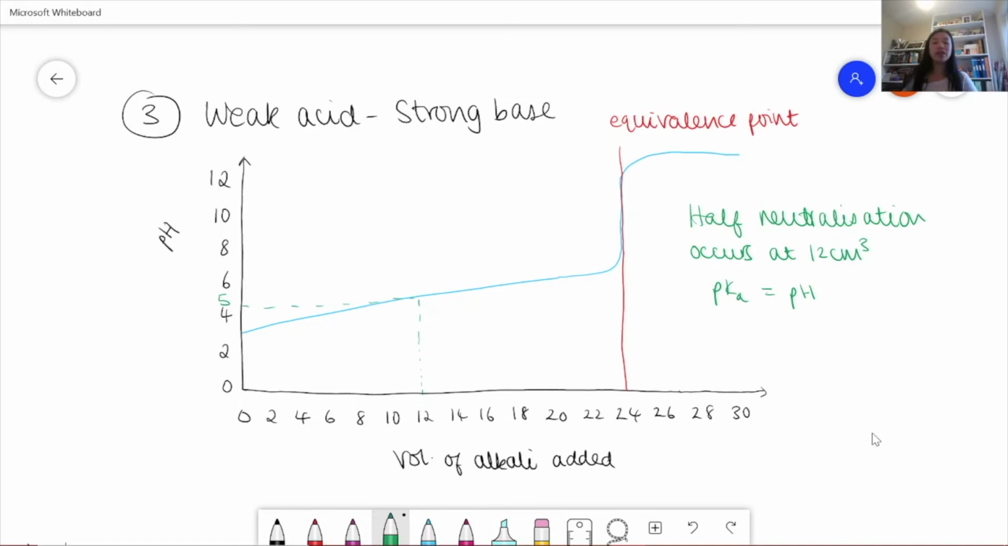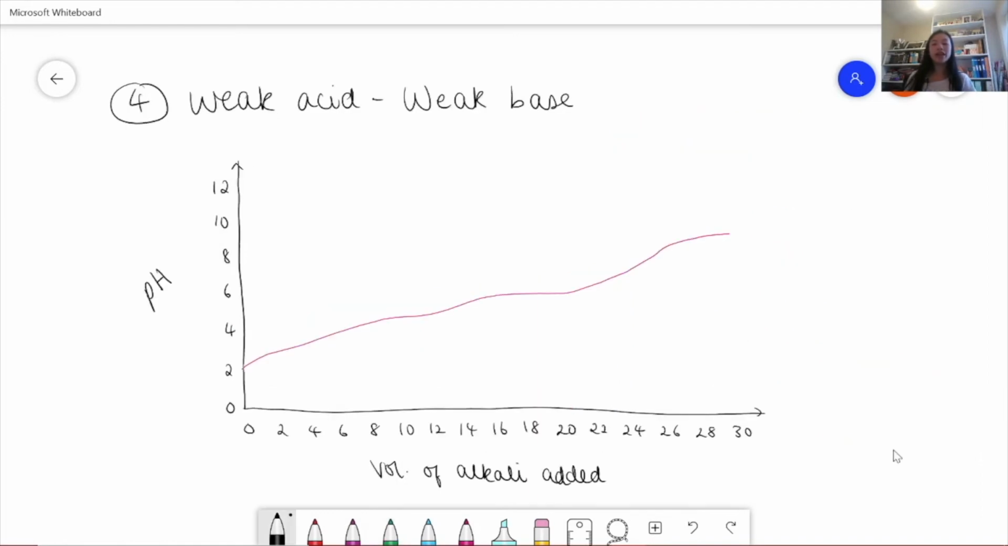And so the pH we read as 5. So that means that we know the pKa is 5. And so we can work out the Ka value because we have the formula pKa equals minus log to the base 10 of Ka. And so Ka will be equal to 10 to the power of minus 5, 1 times 10 to the minus 5 moles per decimetre cubed. So we found the Ka, so the dissociation constant of this weak acid.